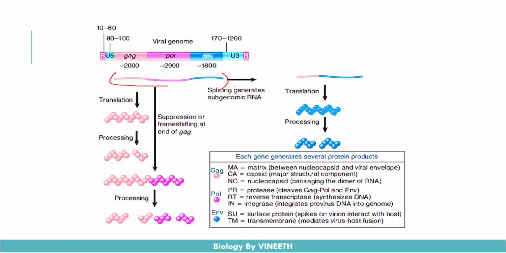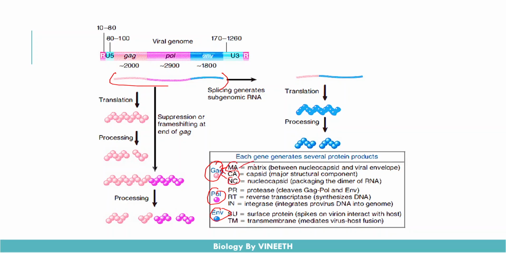After transcription, it will get spliced into different mRNAs. When these different mRNAs undergo translation, they produce different sets of proteins: one is a gag protein, one is the pol protein, and one is the envelope protein. The splicing of these mRNAs also produces different subgroup proteins. We have gag-related proteins, that is MA, CA, and the NC proteins.